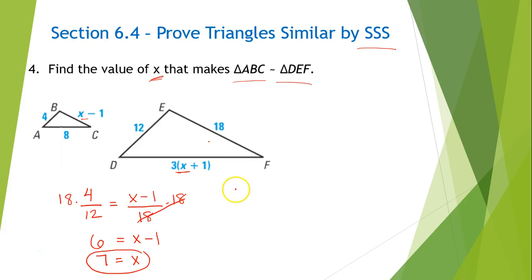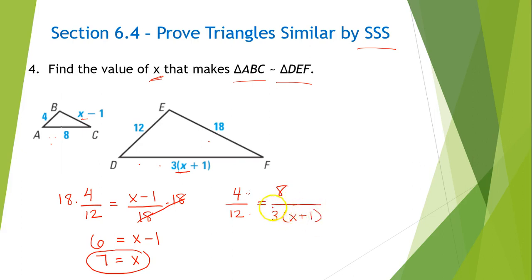Again, let's put the shortest side over the shortest side from the other triangle. I'm just stating this over again, 4 over 12. And now, from this triangle, DF corresponds to AC, so let's write the shortest side from the small triangle over the larger triangle, because that's the way we did it first. Smaller triangle, larger triangle. So 8 over 3 times x plus 1.